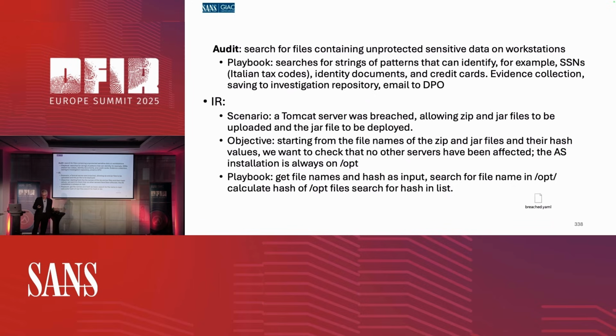As the application server was usually installed on /opt, we made a playbook that takes file name and hash as input, searches for the file name in /opt, calculates the hash of the /opt files, and searches for the hash in the list. This runs on all servers where we have Tomcat installed, because more than one could be compromised.